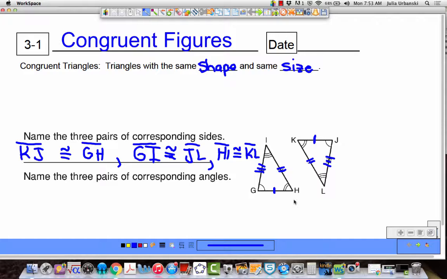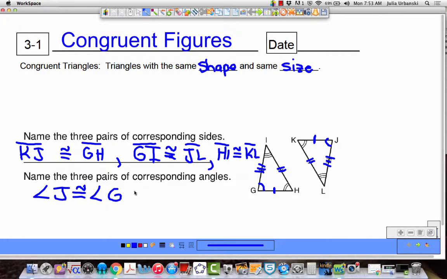Okay, now look at the matching angles. Angle J here goes with which one? G, because they have matching marks. Angle J is congruent to angle G. This is important for what we're going to be doing later on as far as proving things. So we have to be able to use the right labels to prove things.